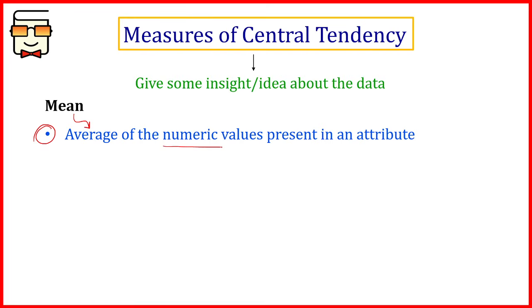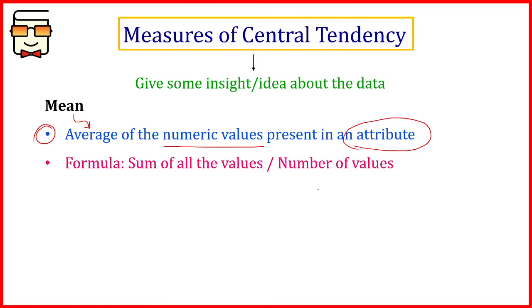Secondly, mean is calculated only for numeric data. You cannot calculate the sum of textual data, right? So mean is applicable only for numeric data, and if you're finding the mean, you will be finding it for each attribute separately, right? So what is the formula for mean? Sum of all the numeric values that are present in that attribute for which you are finding the mean, divided by the total number of values that are present in that attribute.